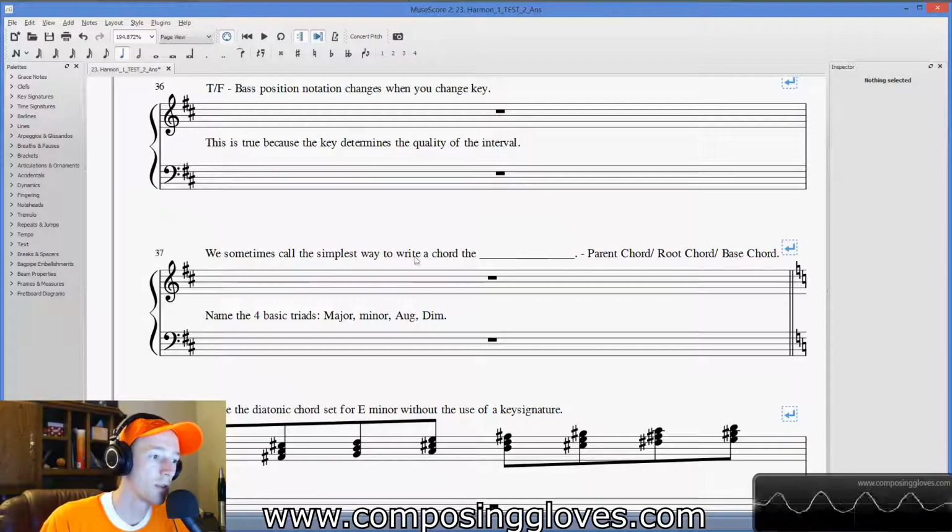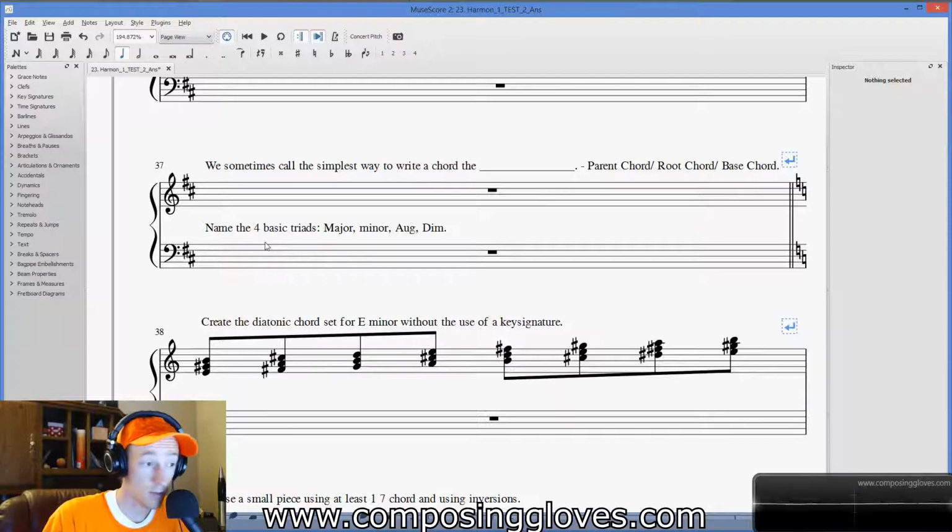We sometimes call the simplest way to write the chord, and then here are the ones we talked about. You may have another name, but I think these are all of them. Parent chord, the root chord, or the bass chord. I'm cool with any of these answers. If you wrote something else, you'd have to pass my judgment, because these are pretty much it. We specifically talked about these. So those need to be the answers.